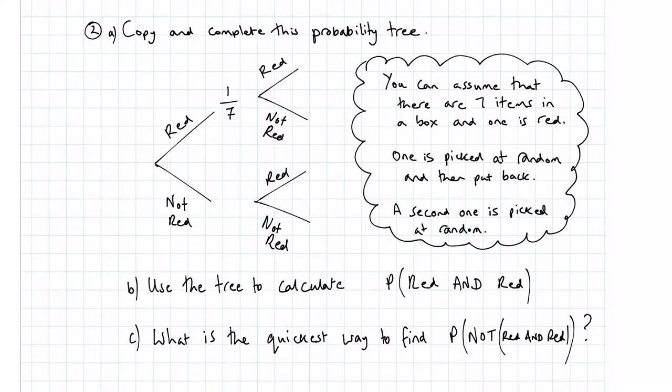Once you've drawn your tree, work out the chance of red and red. And then we've got this here, which is the chance of that not happening. So think about the quickest way to do that.